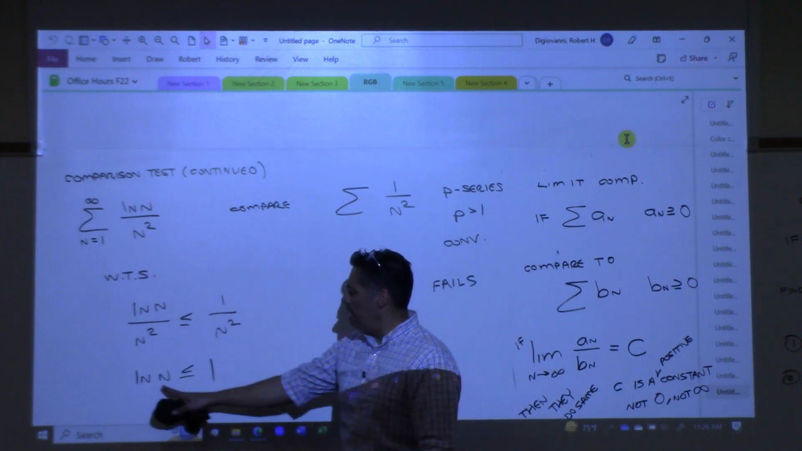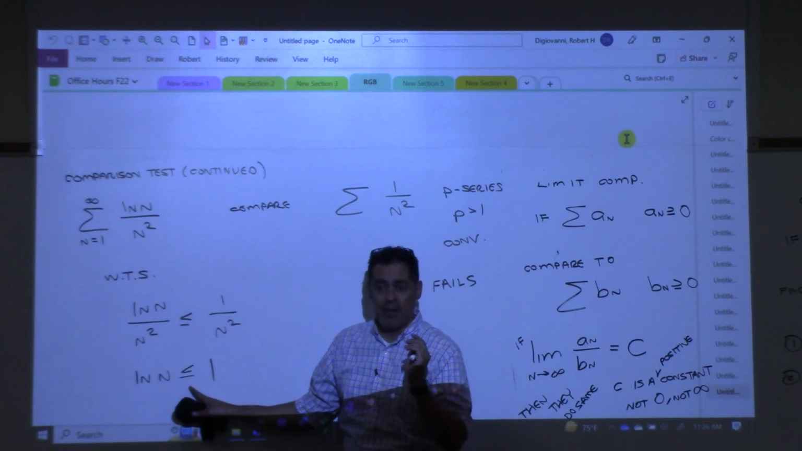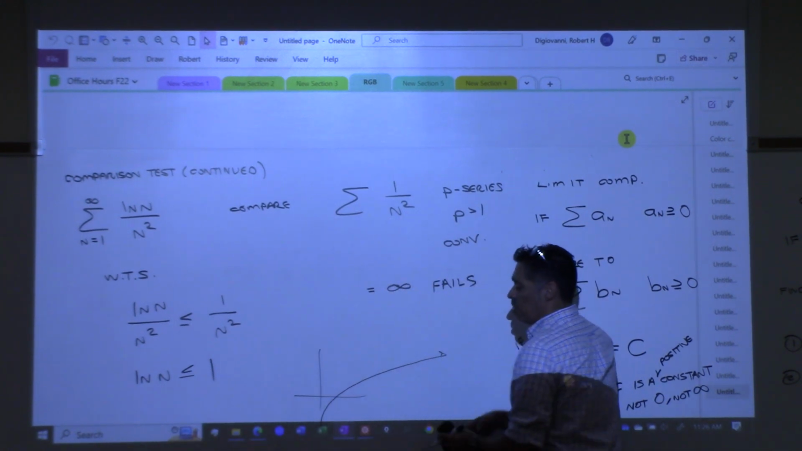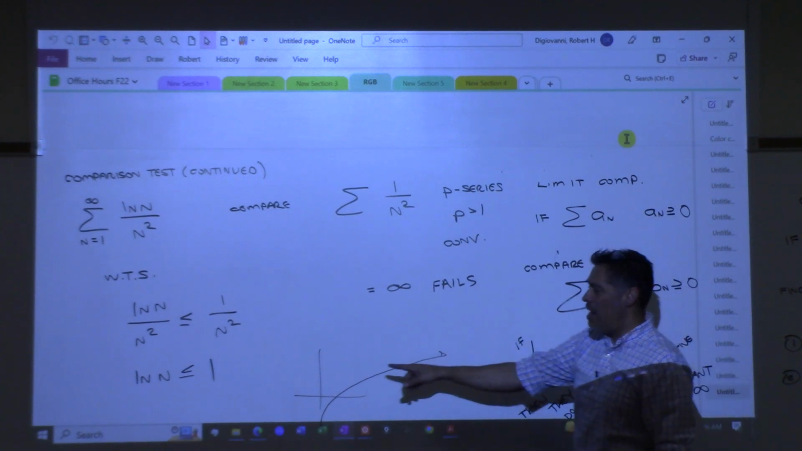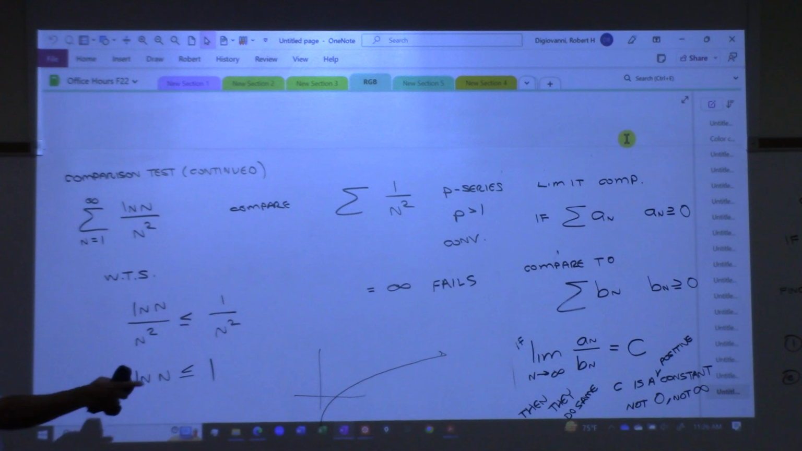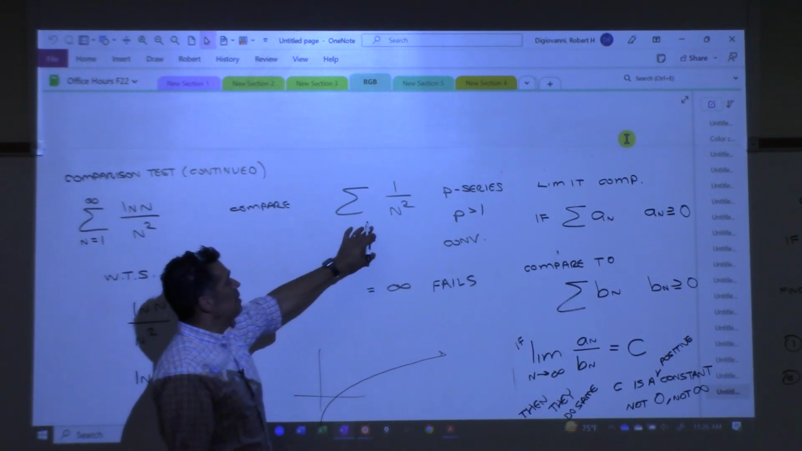No, right? Like natural log of 1 is 0, right? Natural log of 2 might be less than 1, but the natural log function does this, and it starts to grow without bound, right? So this is not going to hold true all the time, especially when n starts to get big. And we need this to be true, and it's not always true. So this fails.